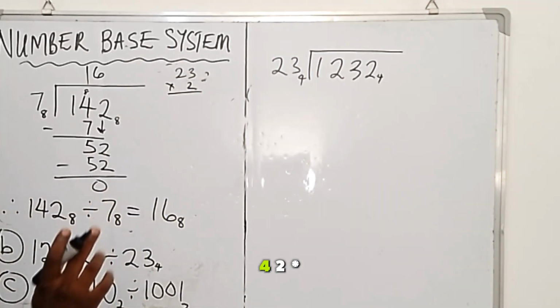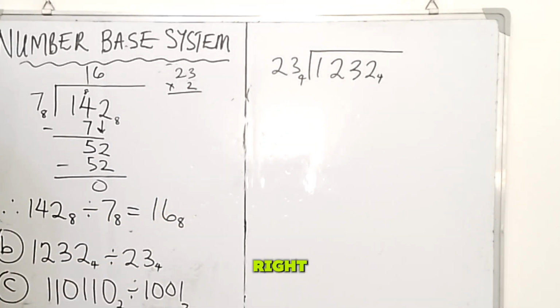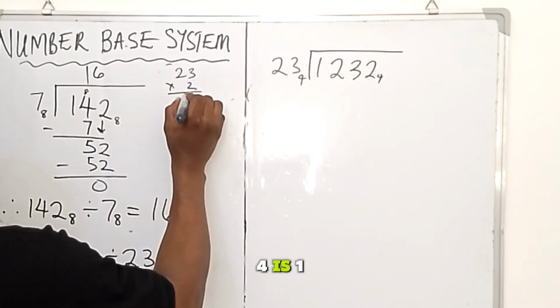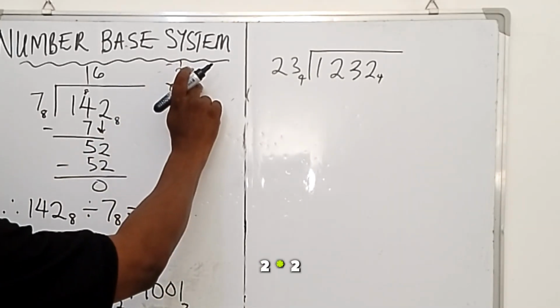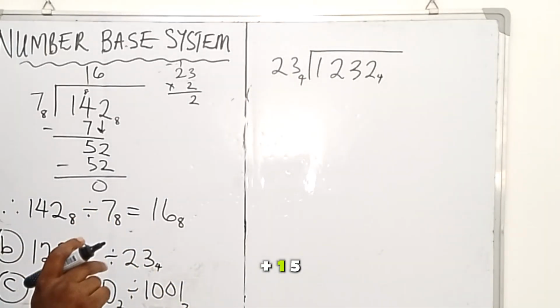This is base 4. 2 times 3 is a 6. We are counting in base 4, right? So 6 divided by 4 is 1. Remainder what? 2. 2 times 2 is 4, plus 1, 5.